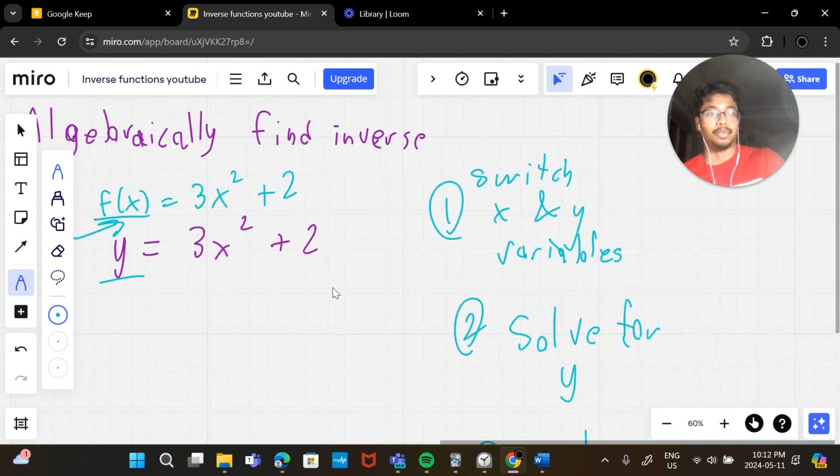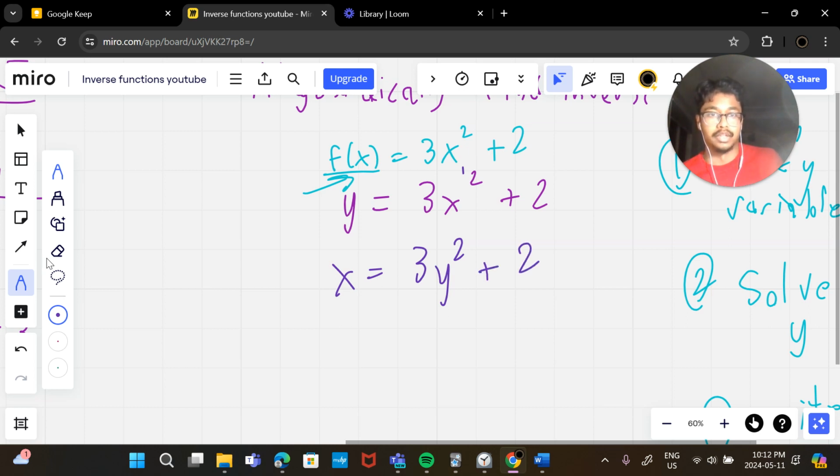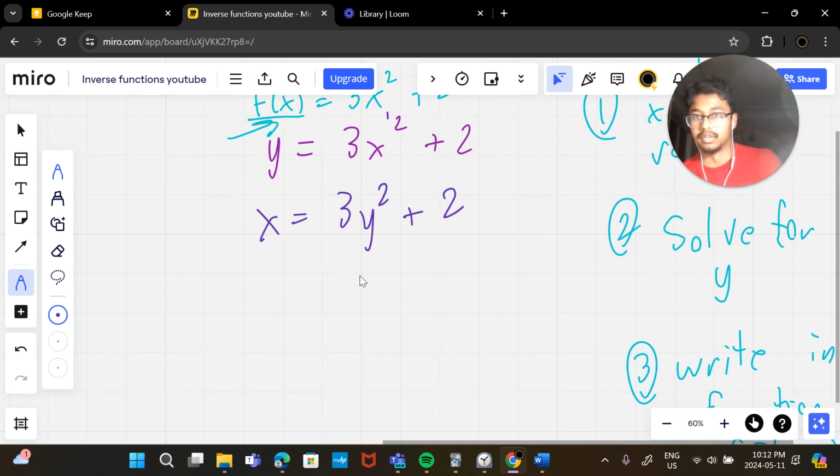So follow my steps over here. Switch the x and the y variables. So let's do that. Okay. So this is x. This is y. Same thing, this is still being multiplied by 3. It's still being squared. Literally all that's changed is the letter. So now we just go about it. Solve for y.